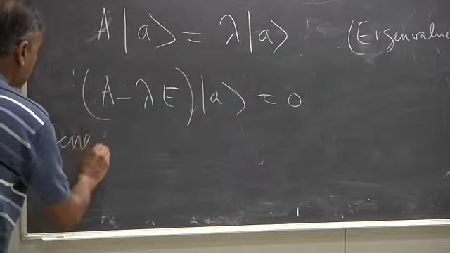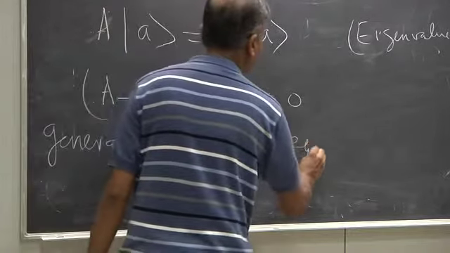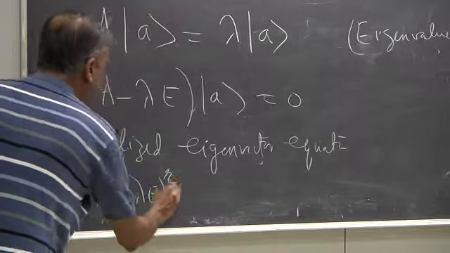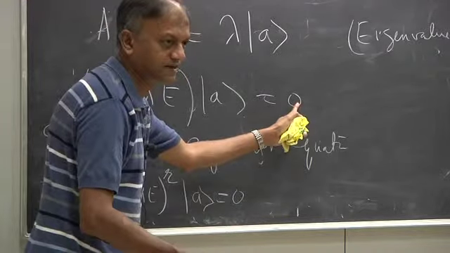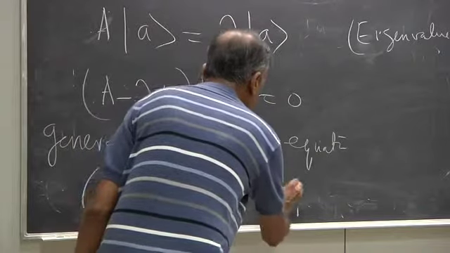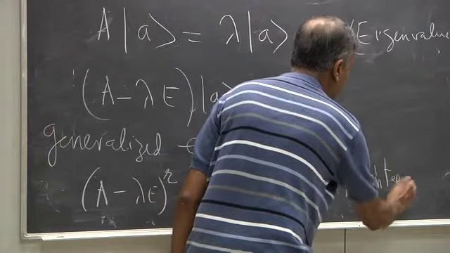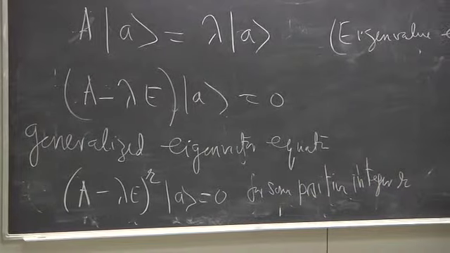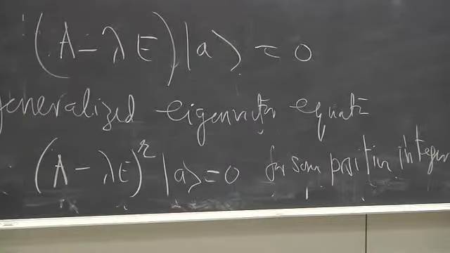There is a generalized eigenvector equation, which is the following. You take A minus lambda times identity to some power r acting on A equal to 0. When I write 0 here, you understand it is a null vector. This is for some positive integer r, but A minus lambda times identity to the power of r minus 1 acting on A is not 0.